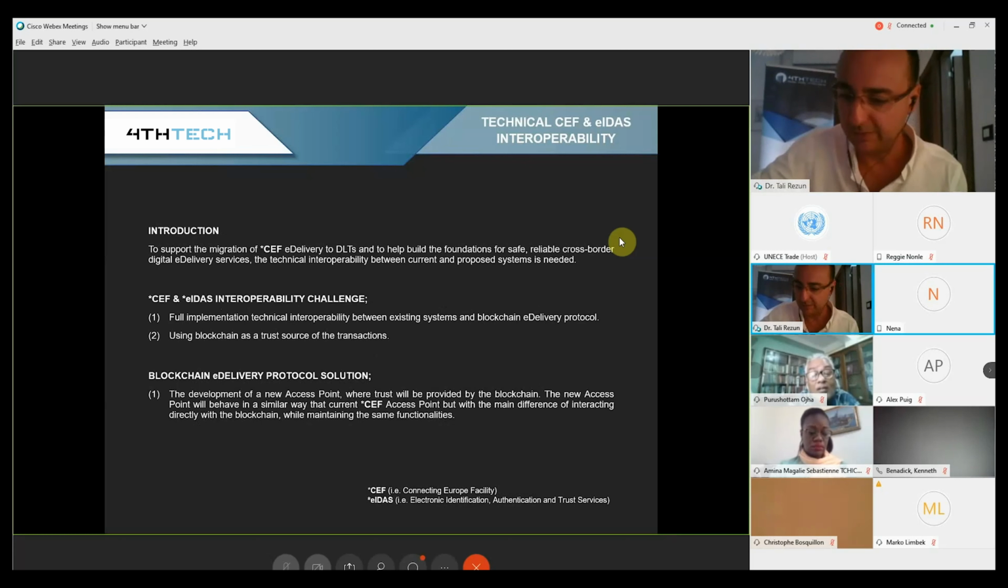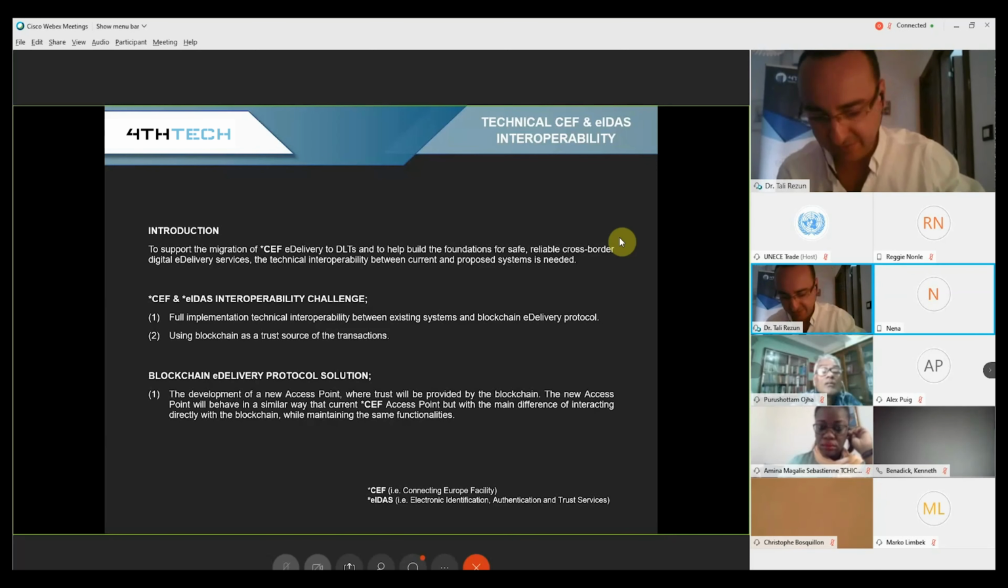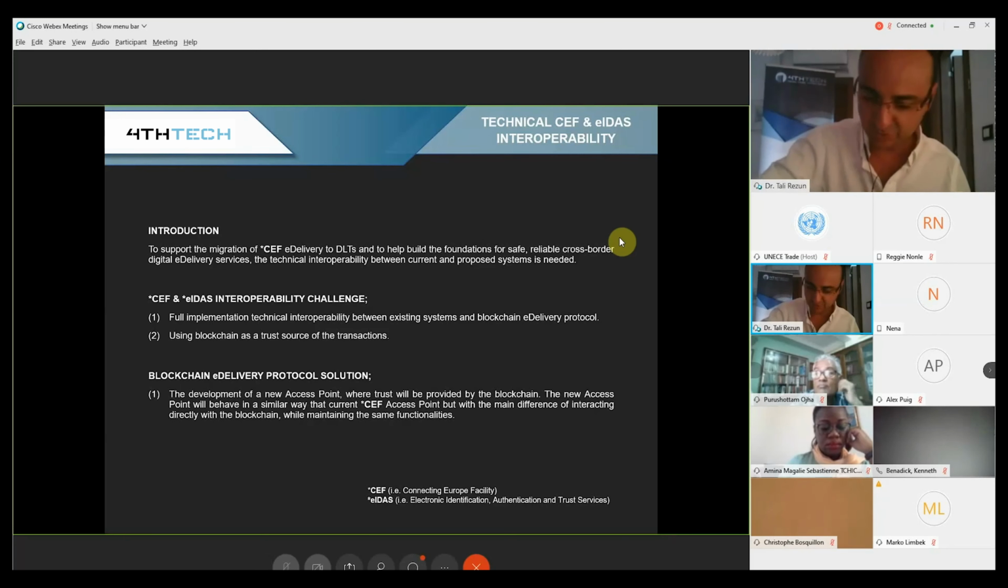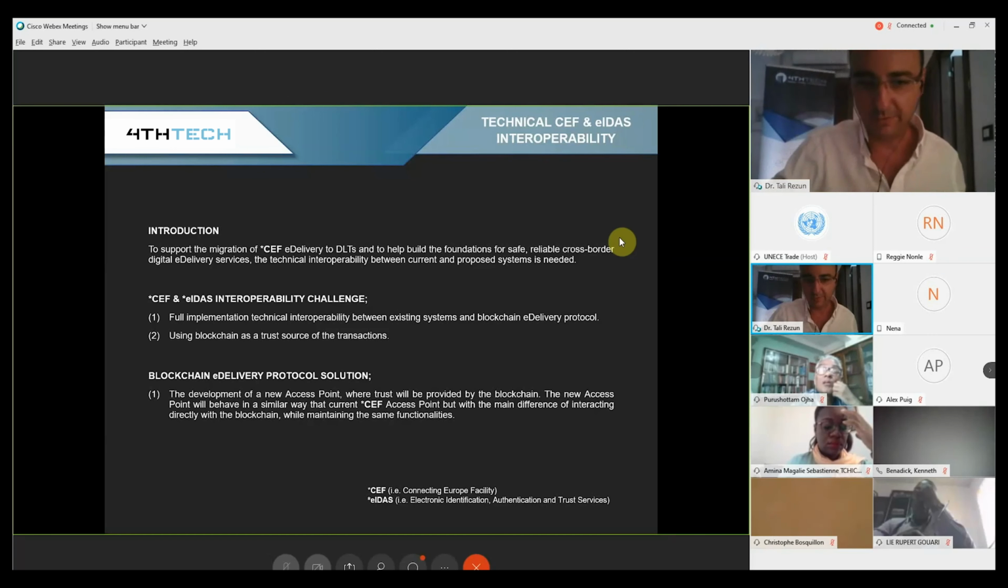So we come to the technical interoperability chapter. We have, let's say, two parts of challenges. The CEF and eIDAS interoperability challenge. Full implementation and technical interoperability between existing systems is, of course, a challenge, and using blockchain as a trust source of the transactions is another. So our solution is the development of a new access point where trust will be provided by the blockchain. This was also suggested to the European Commission through the 2020 CEF Telecom call for eDelivery. So we will see where we stand with that.